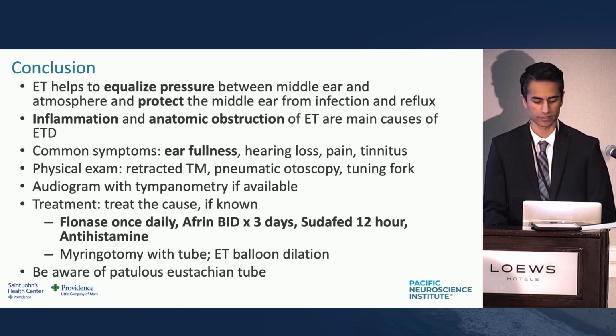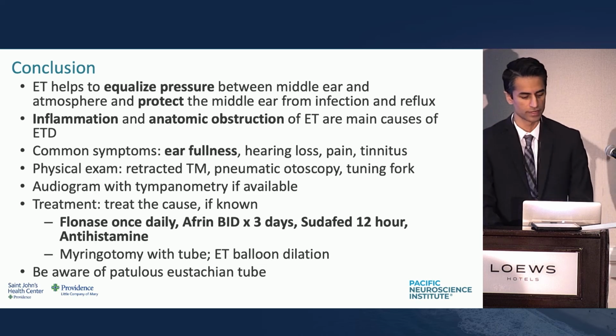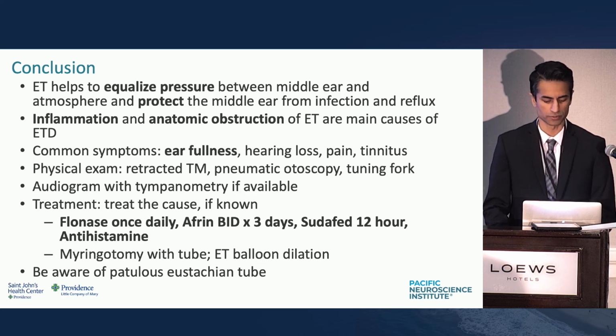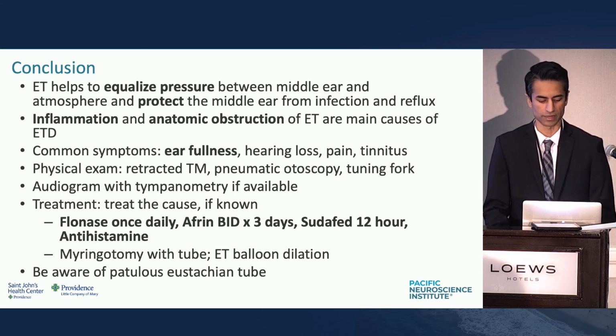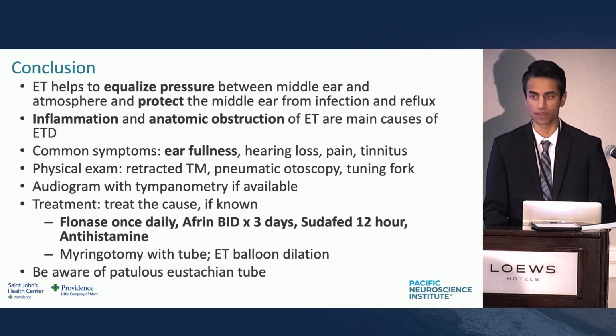So in conclusion, the Eustachian tube helps to equalize pressure between the middle ear and atmosphere, and it also protects the middle ear from infection and reflux. Inflammation and anatomic obstruction of the Eustachian tube are the main causes. Common symptoms: ear fullness, I want to pop my ear but I can't, hearing loss, pain, tinnitus. On physical exam, you might see a normal eardrum, you might see a retracted eardrum, pneumatic otoscopy if it's available, and again, if it's unilateral, I definitely think a tuning fork exam would be important.